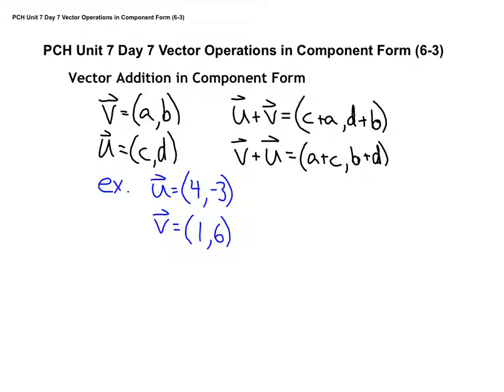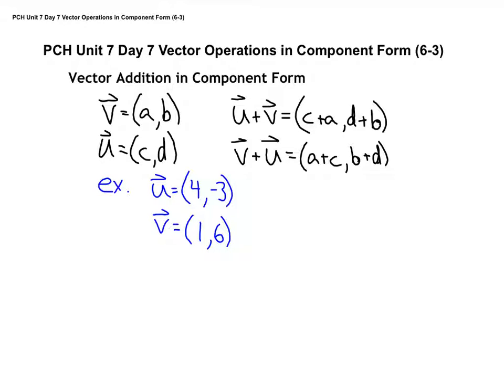So you'll notice here, if I'm adding two vectors, I simply add the horizontal components, like we have right here. For u plus v, I do c plus a, and that's the horizontal component. And then for u plus v, I do d plus b. That's the vertical component. So I add the horizontal components and I add the vertical components.